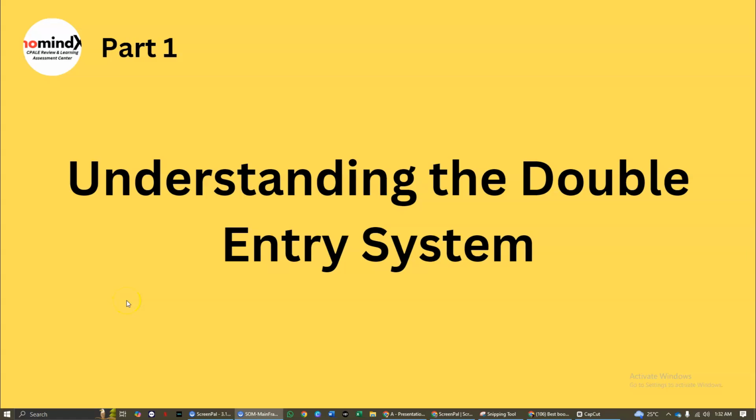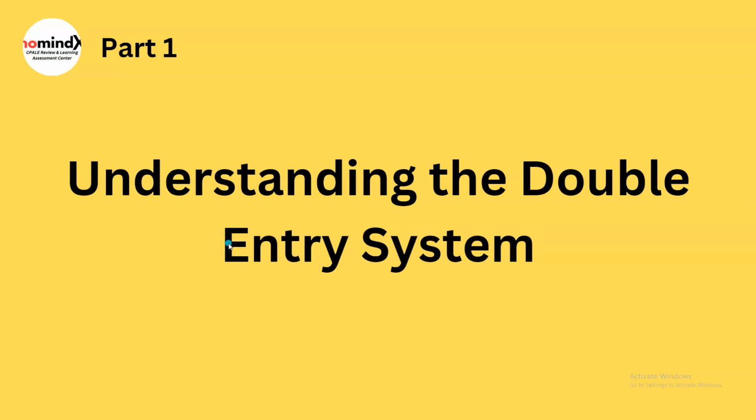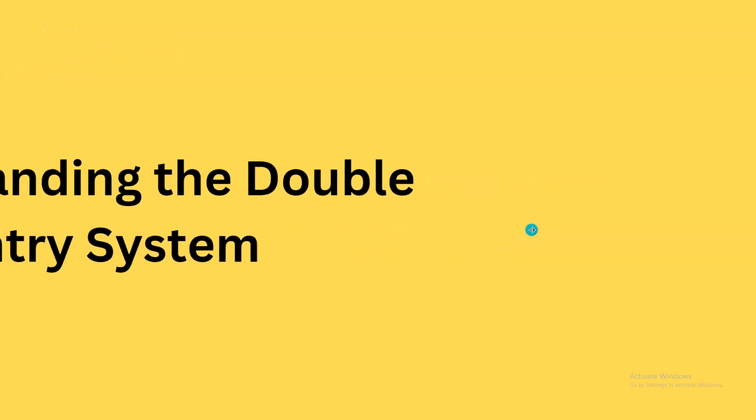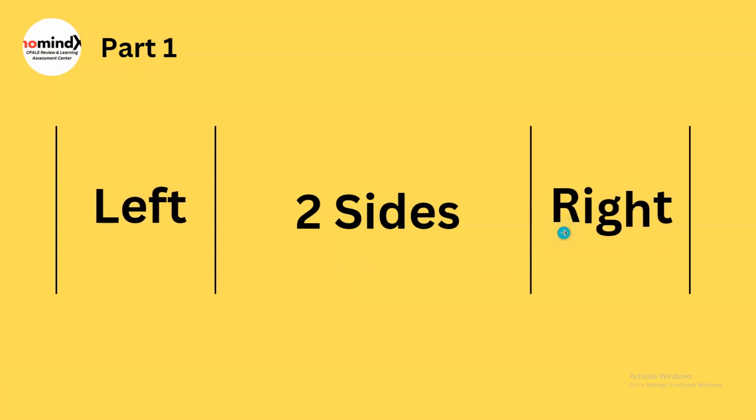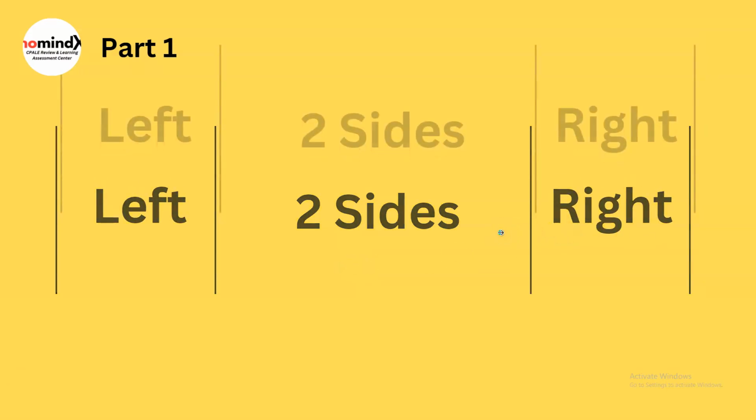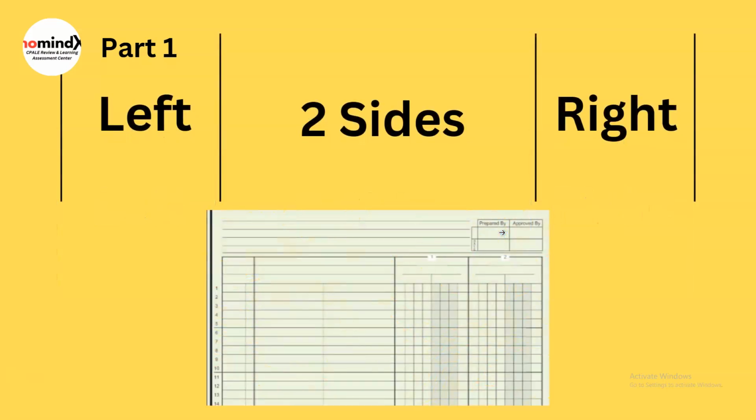Understanding the double entry system is fundamental in understanding the concept of accounting. When we say double entry system, it connotes two sides of the book, the left side and the right side, just like with this example. In this journal, you can see that there are two sides for the amounts, 1 and 2, and this one is for the description and the other is for the date.